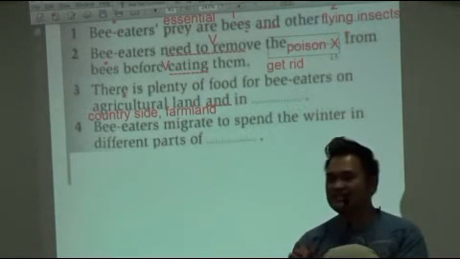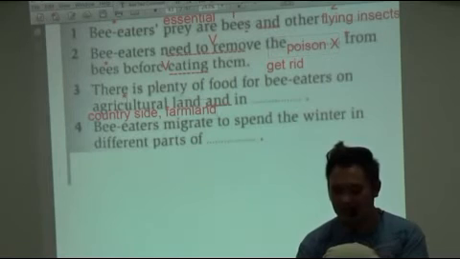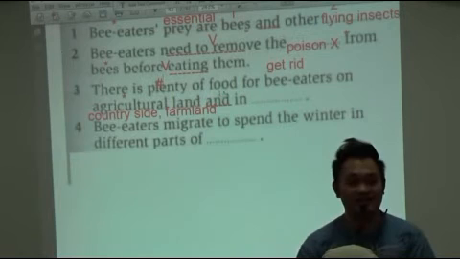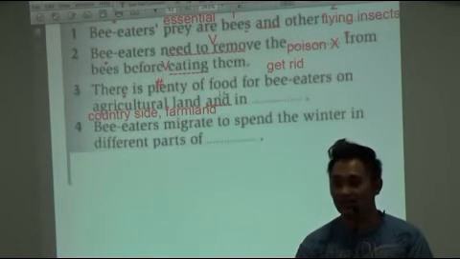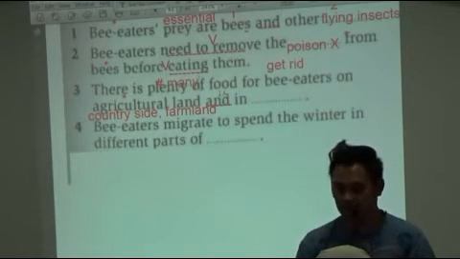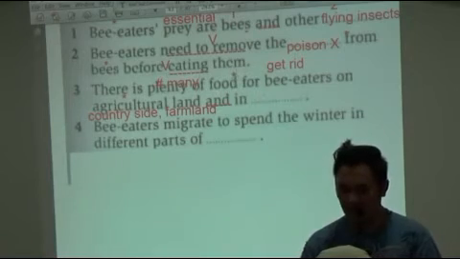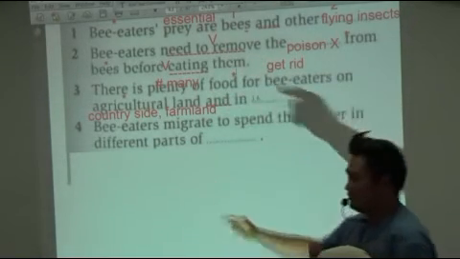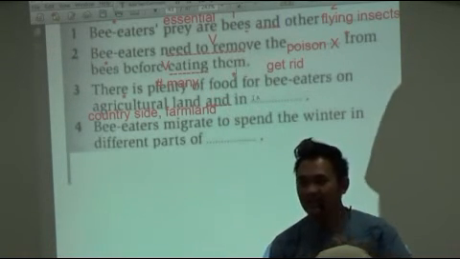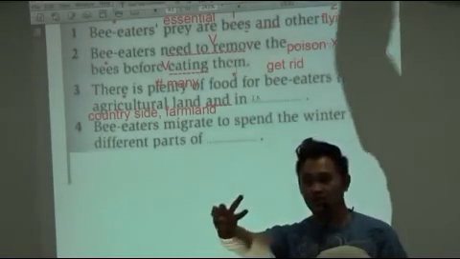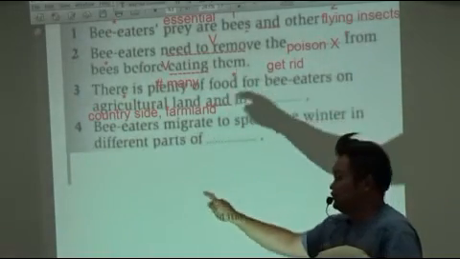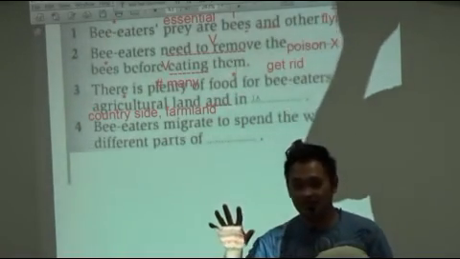Next, let's find some important words here, keywords. Plenty. Plenty is a number, isn't it? How many? Plenty means a lot of, isn't it? And we also have the word food. Now remember, what is the food for bee eaters? Insects and bees. Can you try to find these 2 important words? Number 1, agricultural land. And number 2, food. 10 seconds. Ready? Start.